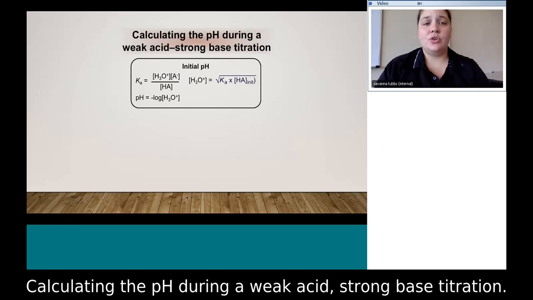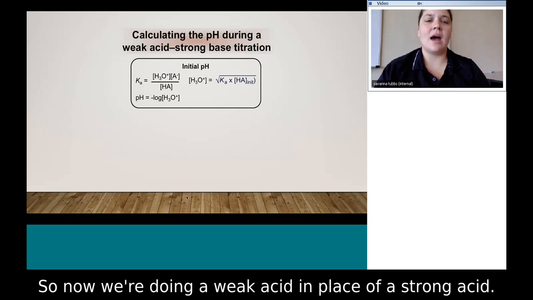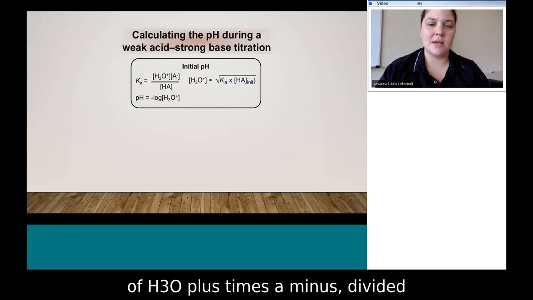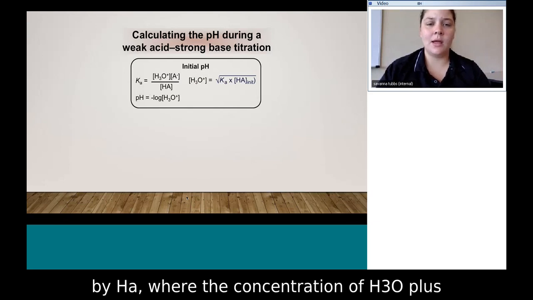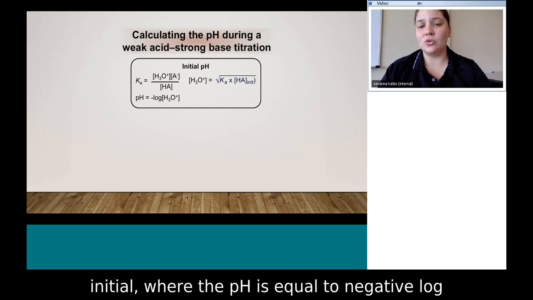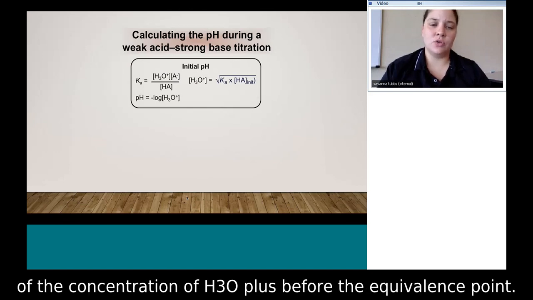Calculating the pH during a weak acid, strong base titration. So now we're doing a weak acid in place of a strong acid. The initial pH: we have Ka equal to the concentration of H3O plus times A minus divided by HA, where the concentration of H3O plus is going to be equal to the square root of Ka times the HA initial, where the pH is equal to negative log of the concentration of H3O plus.